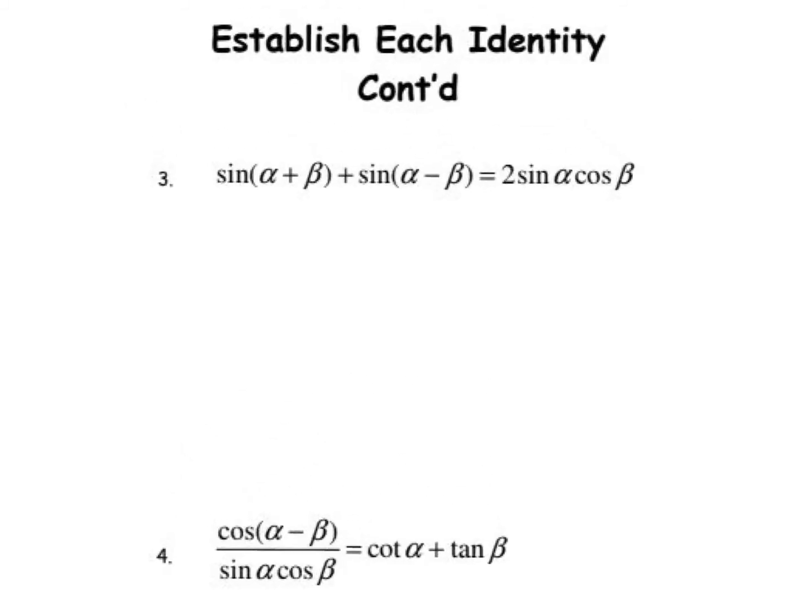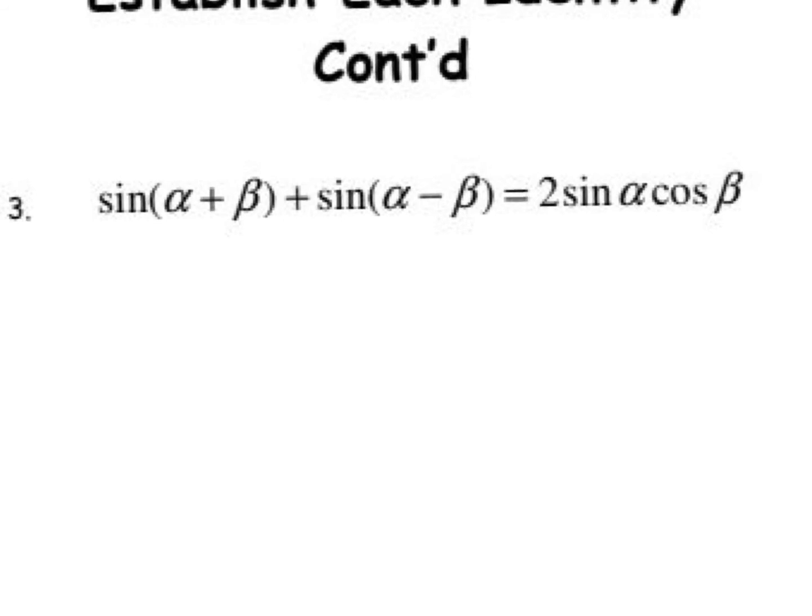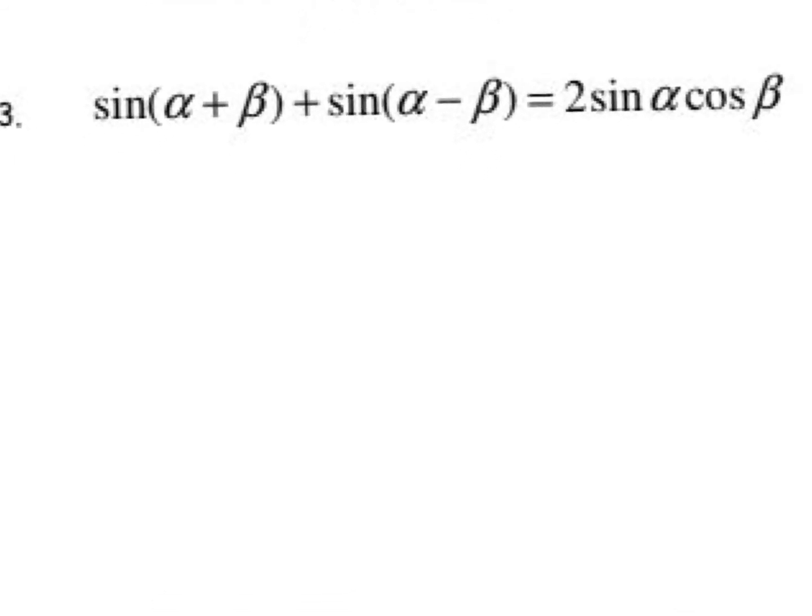2 more problems. And they look crazy, but don't worry, they're not. We just have to follow our steps in our process. The sine of alpha plus beta plus the sine of alpha minus beta is equal to 2 sine of alpha times the cosine of beta. So we're going to do the sum and differences for this first part and the second part.